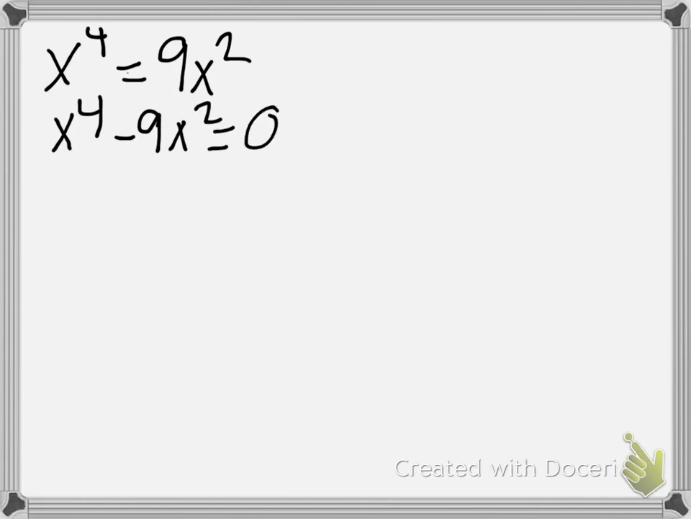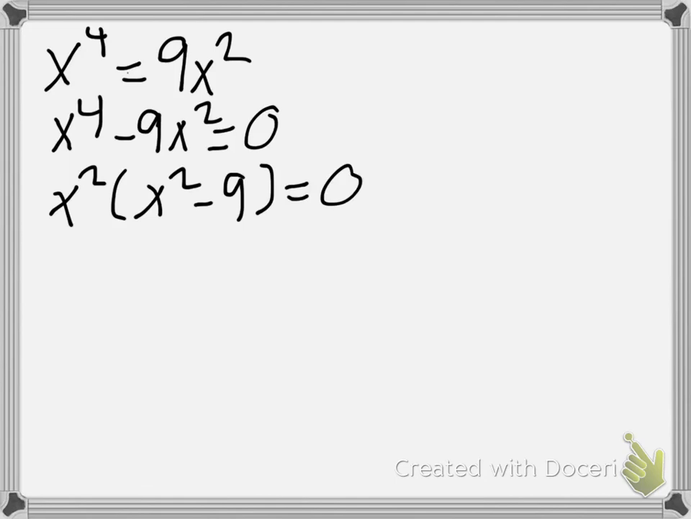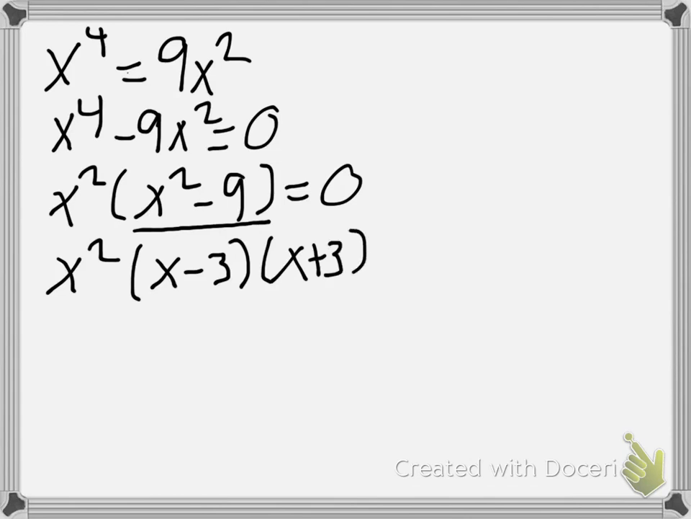The next thing I would do is say, okay, I have a common factor, so let's pull that out. So I'm going to pull out the x squared, and I'm going to have x squared times x squared minus 9 equals 0. But as you can see, this is a difference of squares. So I'm going to factor that into x minus 3 times x plus 3, and that all equals 0.